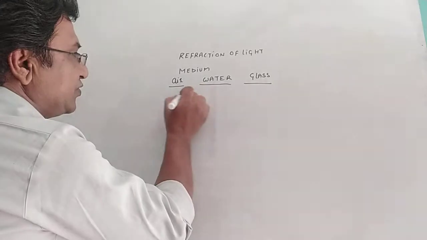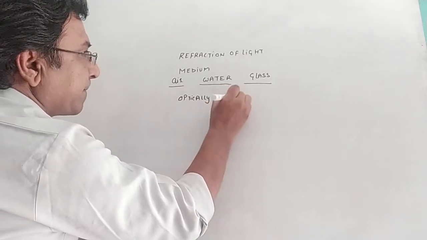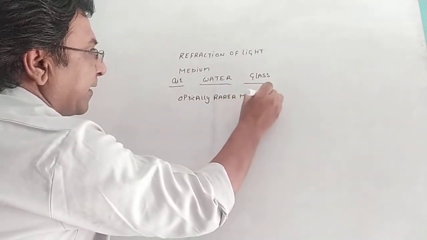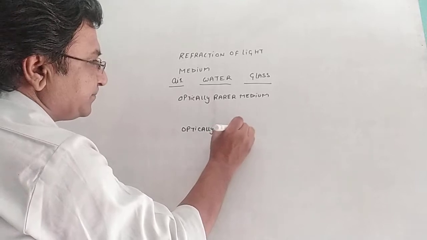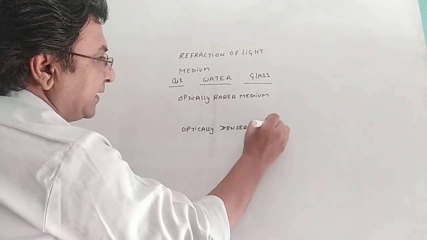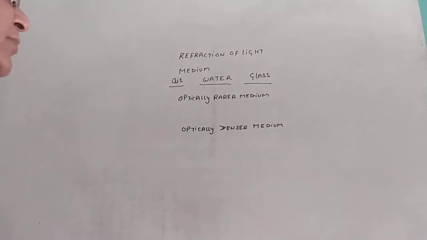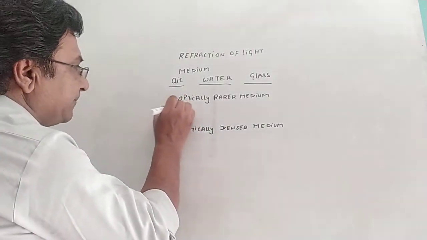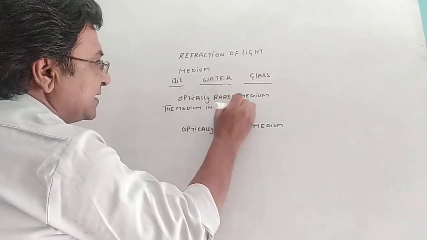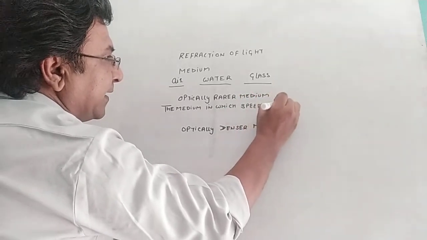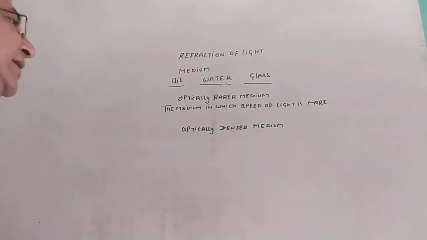We differentiate them into optically rarer medium and optically denser medium, right? So optically rarer and optically denser medium. What is an optically rarer medium? The medium in which the speed of light is more. When I say more, it is comparative.